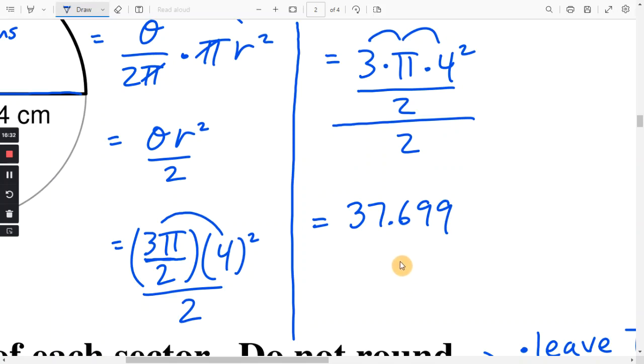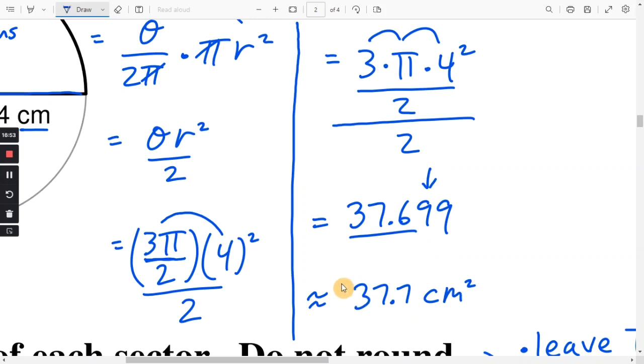Okay, this is in the section where you round, so look at the second decimal. If it's 5 or more, you round it up. So that's going to be 37.7. Okay, the units on the radius were in centimeters, but the radius got squared.